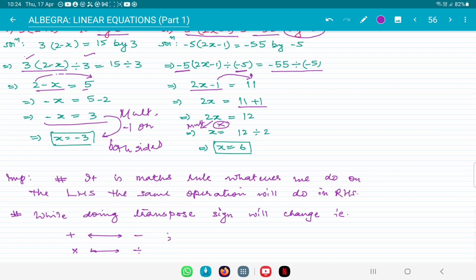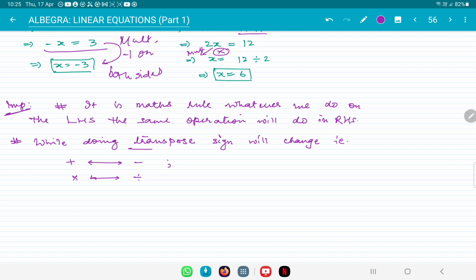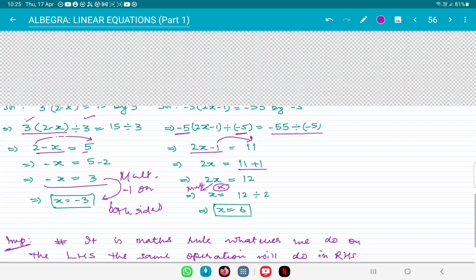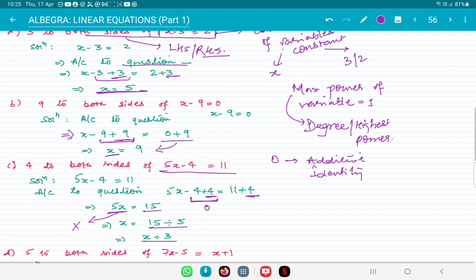Now the important thing is that it is a maths rule that whatever operation we do on the LHS, the same operation we do on the right hand side. And while transposing, the sign will change: plus changes to minus, minus changes to plus, multiplication changes to division, and division changes to multiplication. Okay, so this is all about this video. Hope this video will help you. Thank you.